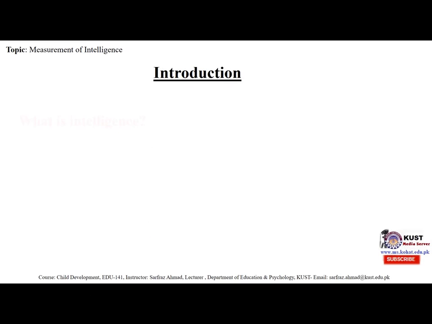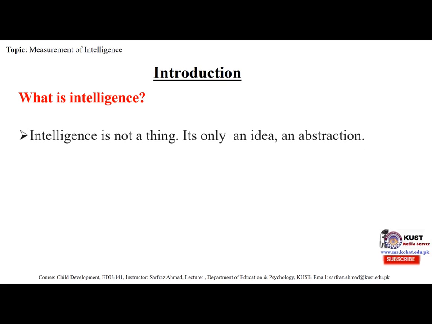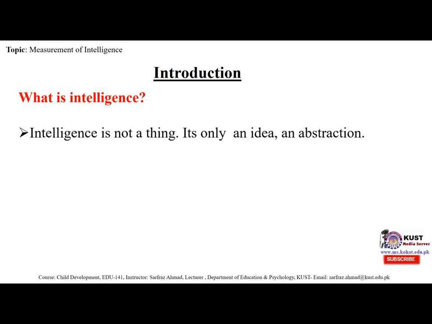In the introduction about the main topic, first of all, we see what intelligence is. Intelligence is the ability to think, to learn from experience, to solve problems, and to adapt to new situations. Intelligence is not a thing, it's only an idea, an abstraction. The intelligence quotient is a measure of intelligence that is adjusted for age. The Wechsler Adult Intelligence Scale is the most widely used IQ test for adults.